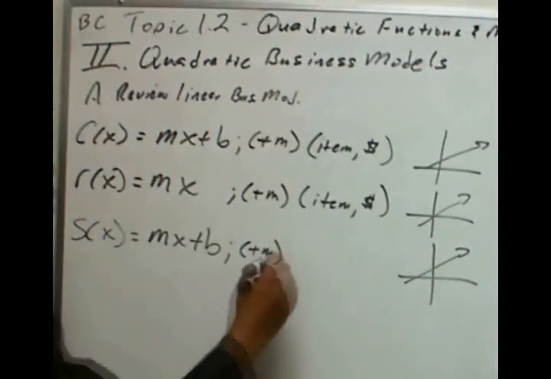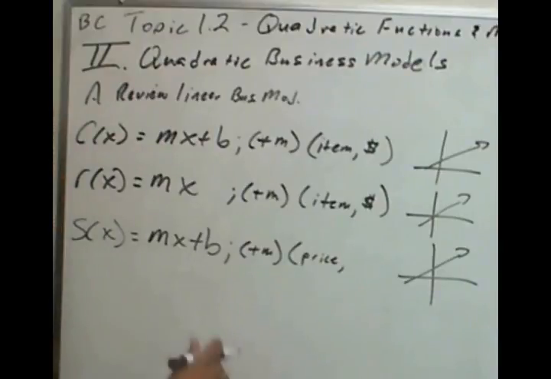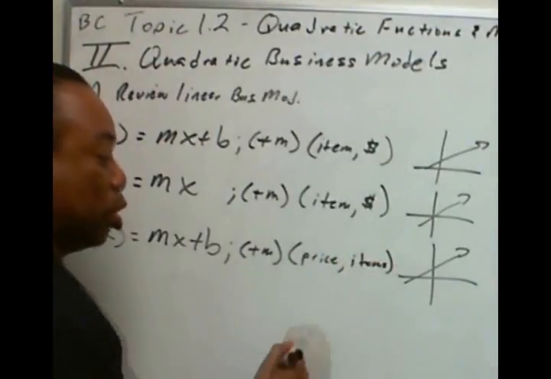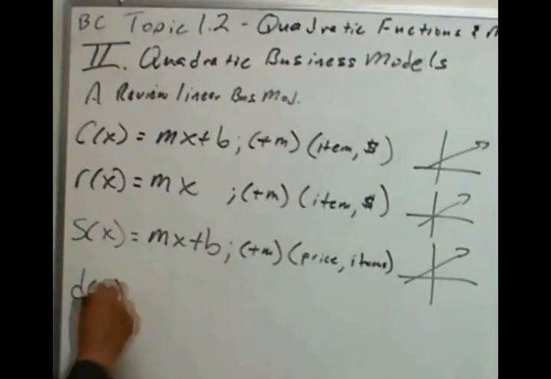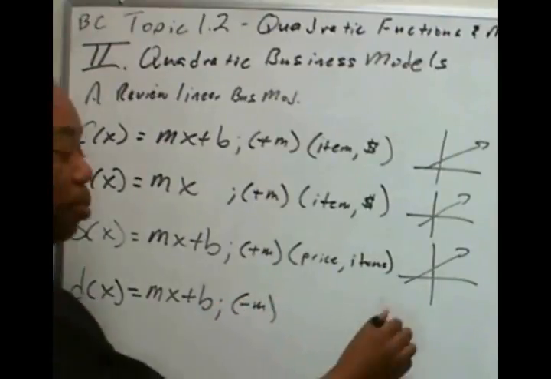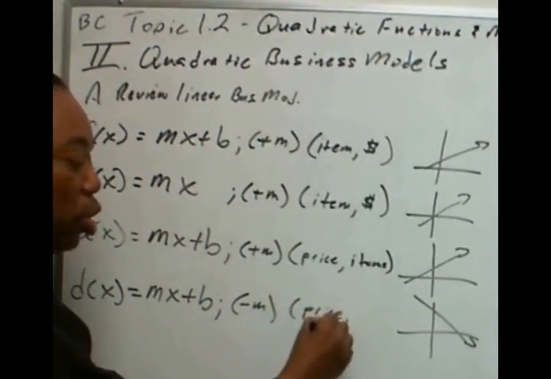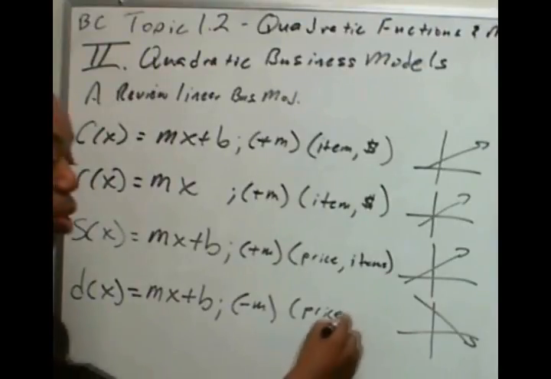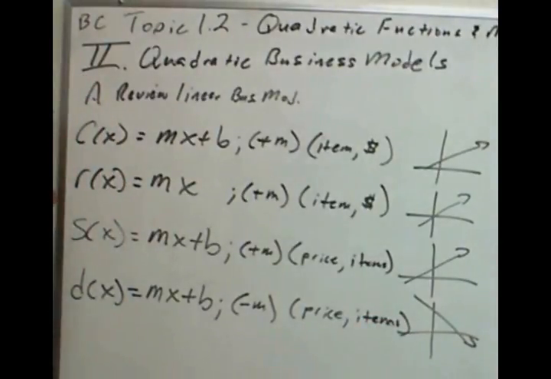Now these were a little different. The input right here was price. The input was price. And then the output for this was items. So the x here represented a price. Then we had the consumer surplus and the demand function, which is also a linear function we were working with. And the slope for this one was negative. So for the consumer, the graph went downward. The input was price. So the further the price went up, the less items the consumer actually bought. So the input here is price, output is items. And the slope is negative. This is a review of the linear business models.